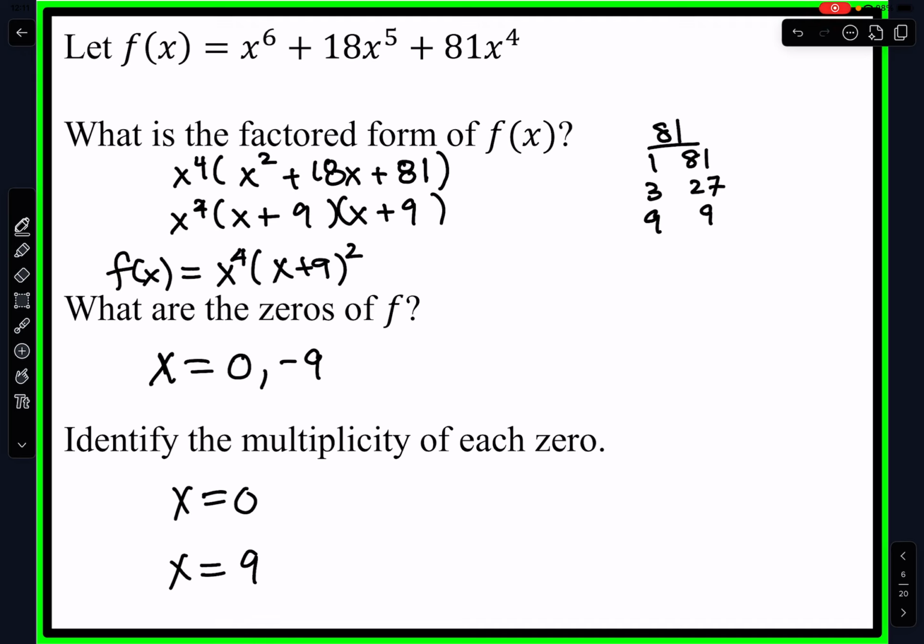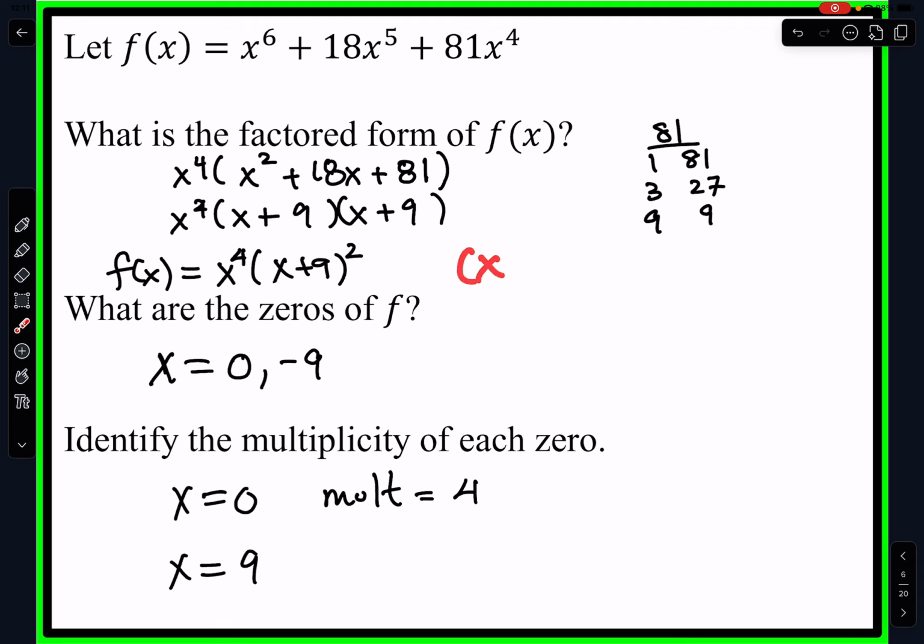x equals 0 a total of 4 times, because this factor of x to the fourth power means x times x times x times x. So if I'm going to have this equal to 0, this equals 0 by having x equal to 0 a total of 4 times.